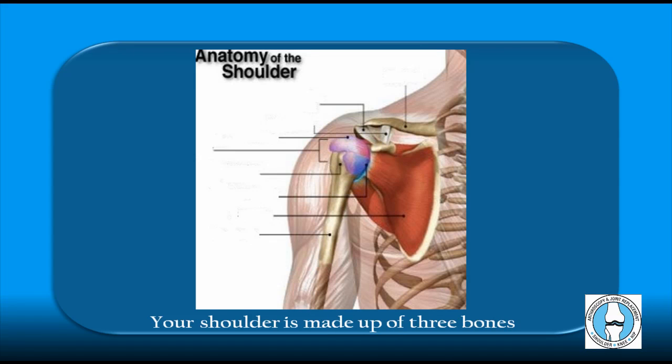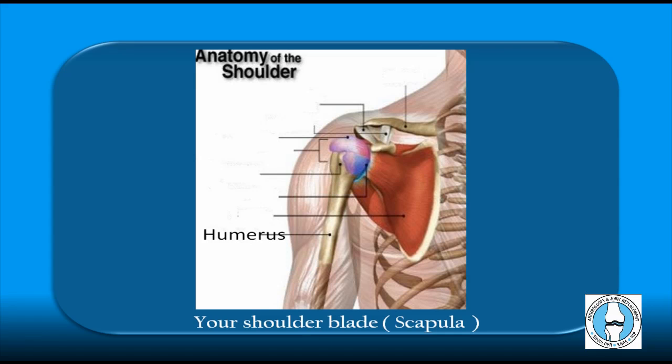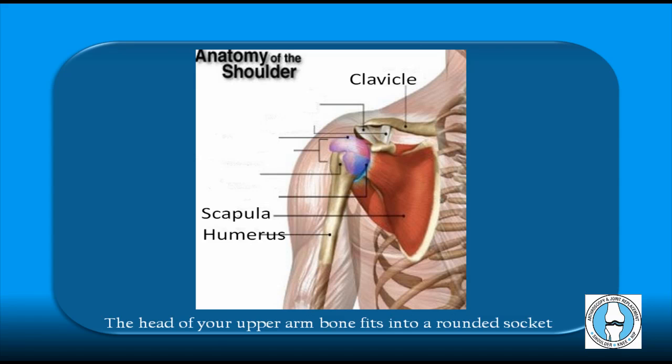Anatomy of the shoulder. Your shoulder is made up of 3 bones. Your upper arm bone, called the humerus. Your shoulder blade, called the scapula. And your collarbone, called the clavicle. The head of your upper arm bone fits into a rounded socket in your shoulder blade. The socket is called the glenoid.